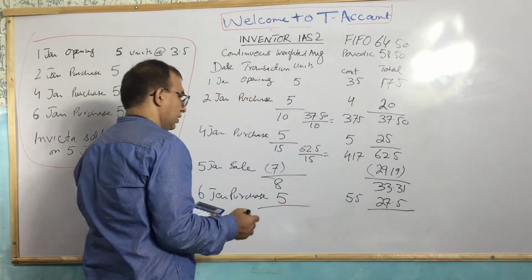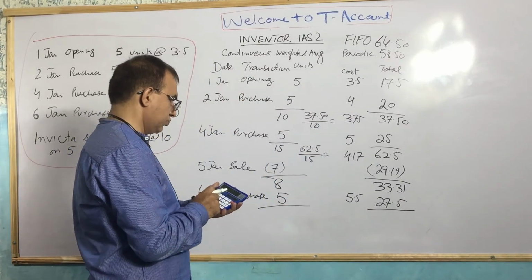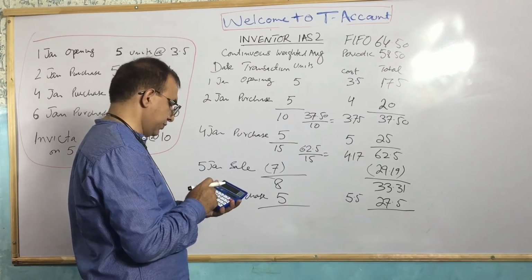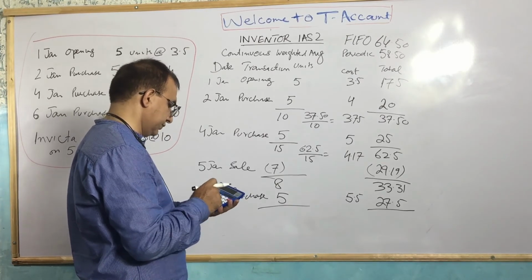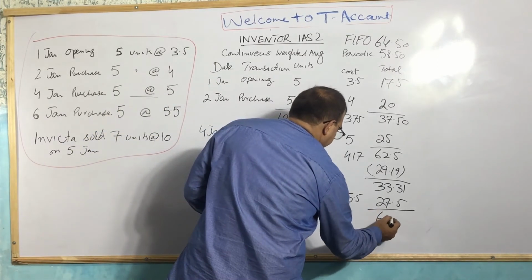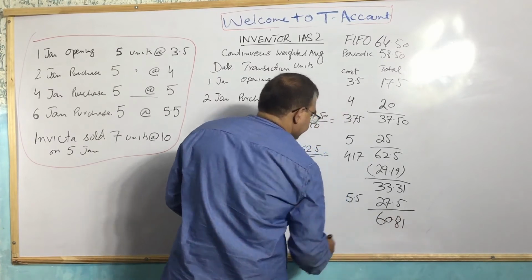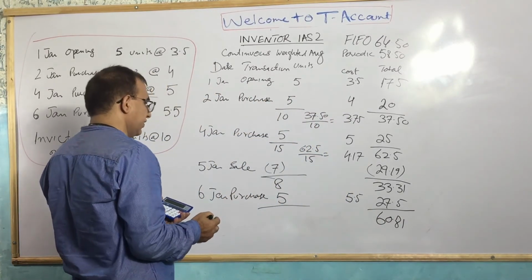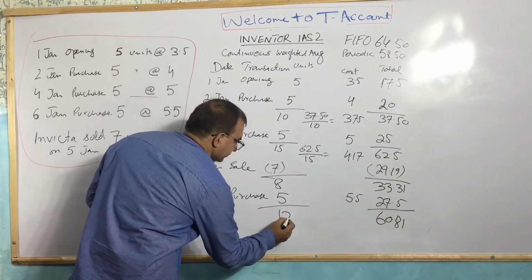Update. How much is the total value now? 27.5 plus 33.31. That's 60.81. And the total units, 8 plus 5, 13.